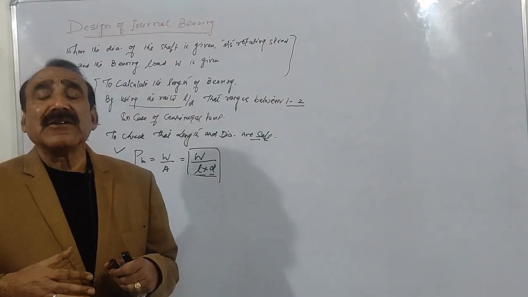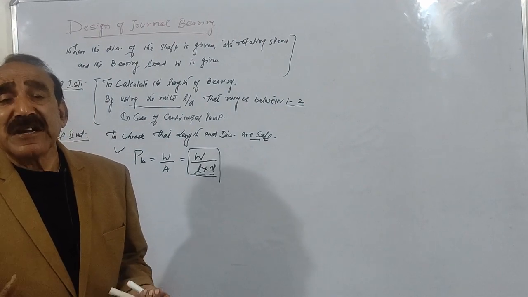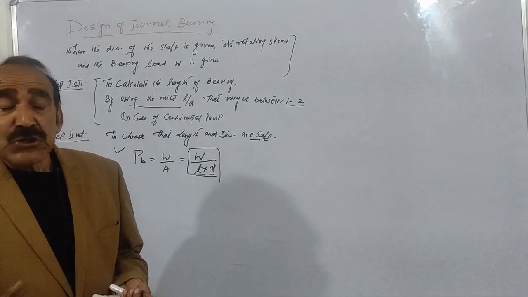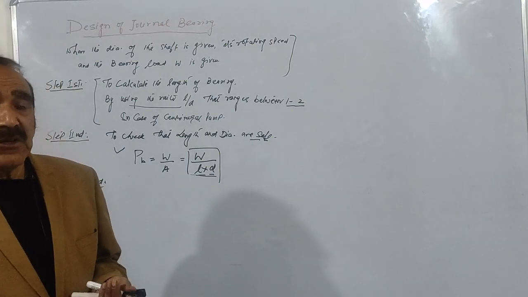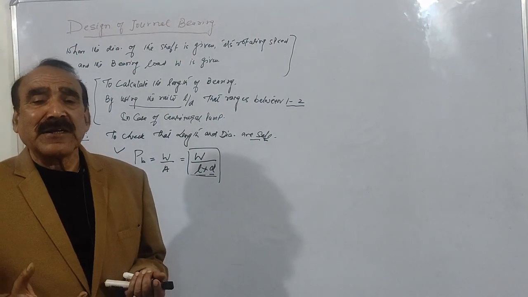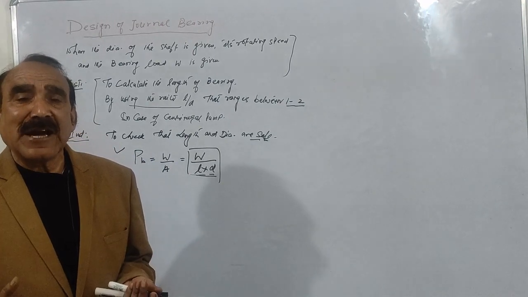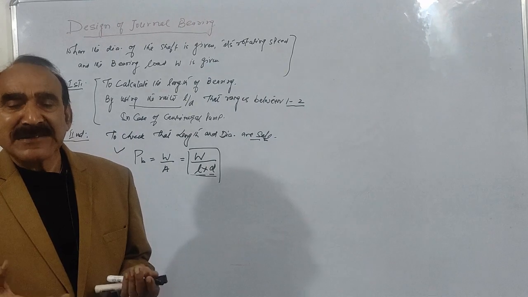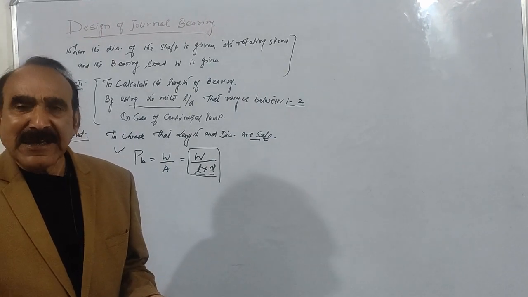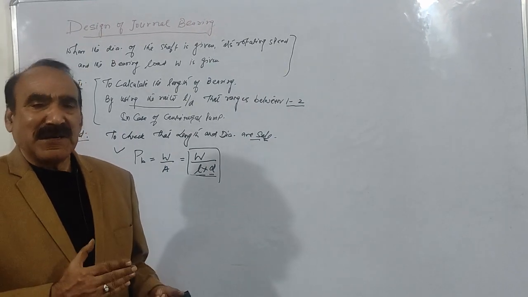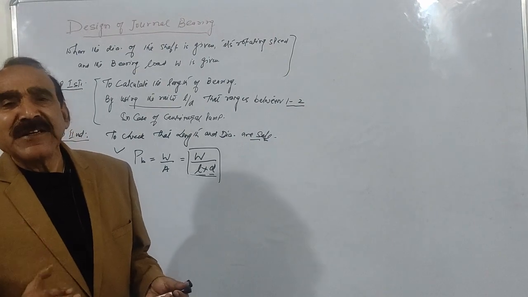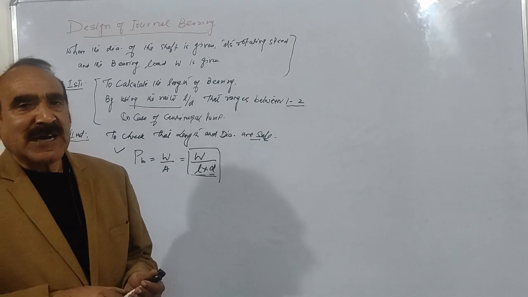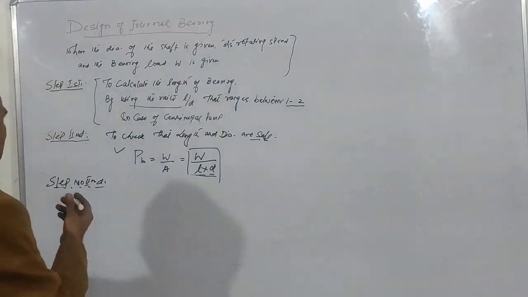In step number third, sometimes the type of lubricating oil is not given in the problem, right? So in that case, you will check the lubricating oil, or you will assume the lubricating oil from the table. You will take that value, whether it is SAE10 or anything else, and from the table you will take the operating temperature of the oil, right? So take the operating temperature of that oil from the table. So what is the third step?